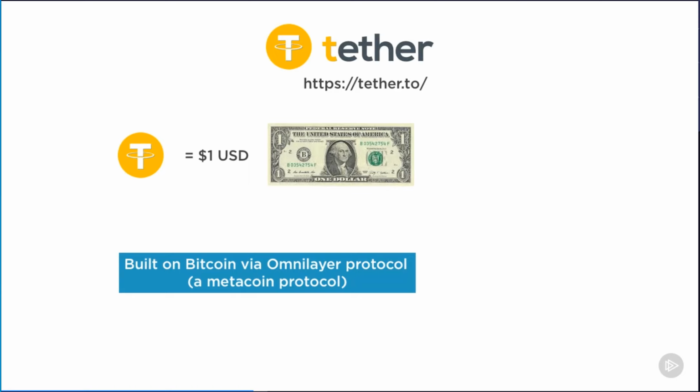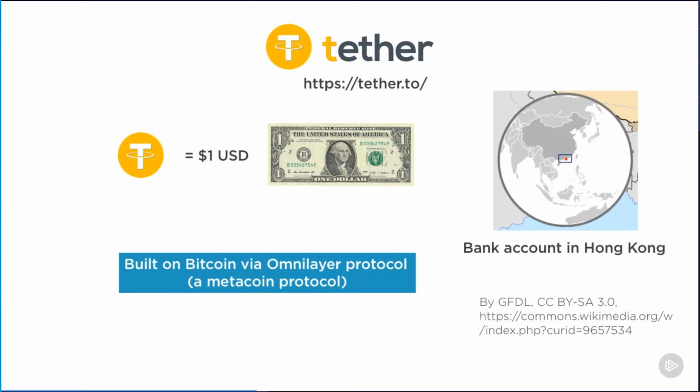Like Digix, Tether has an auditable vault, but in the case of Tether, it's a bank account located in Hong Kong. To buy one Tether, you give the Tether company $1, and they give you a Tether token worth $1 in exchange. These tokens can then be exchanged freely without the control of the Tether company over the Bitcoin network and eventually exchanged back for US dollars.